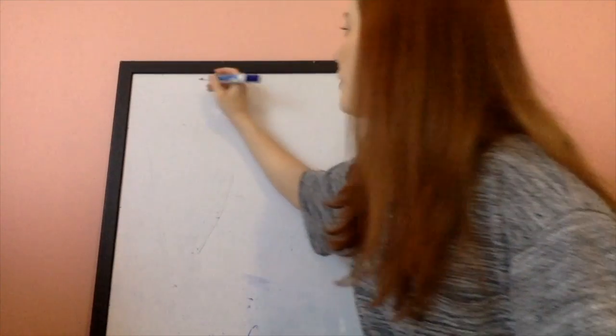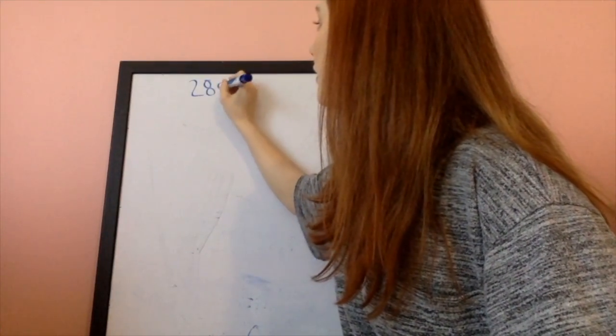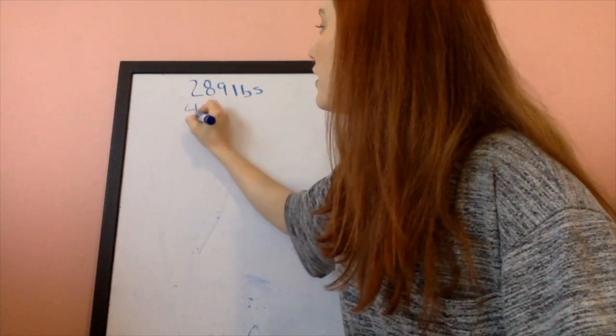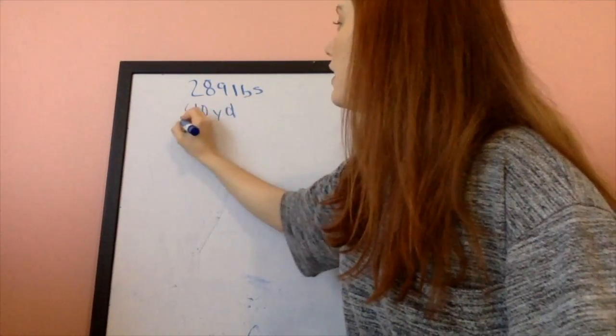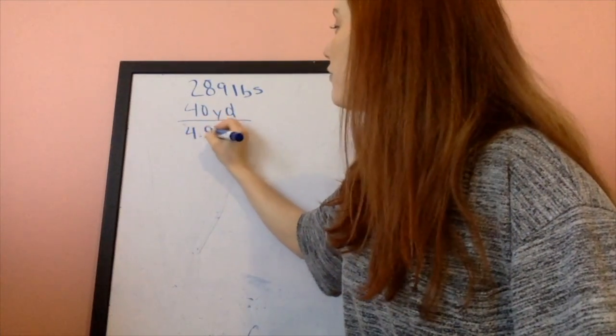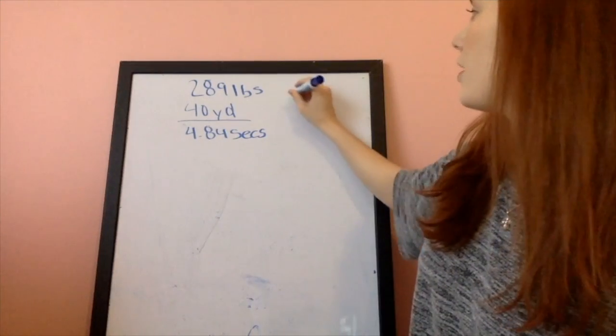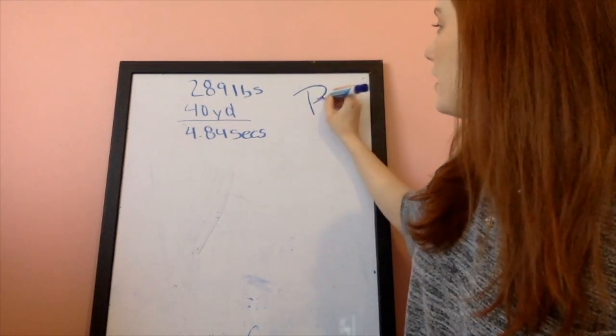So example number 2 is J.J. Watt, who is a defensive end. He weighs 289 pounds, and he ran 40 yards in 4.84 seconds. Now, what we want to figure out is what his momentum was. And remember, momentum is written as a P.